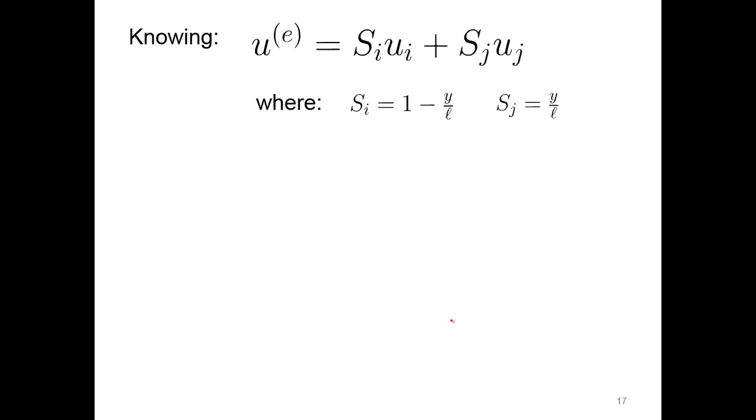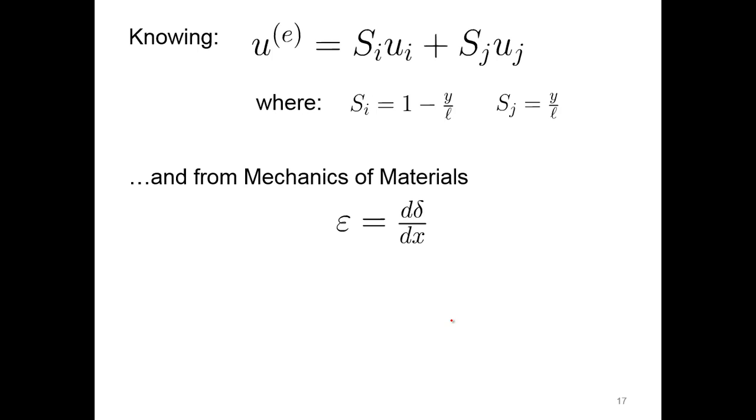All right, so let's do that. We've got our equation here for the deflection in terms of our shape functions. We need to get this into our strain energy equation. To do that, from mechanics of materials, remember that the strain is the change in length over x, so in our case, we're going to use the deflection differentiated with respect to y. So we're going to differentiate our displacement function with respect to y.